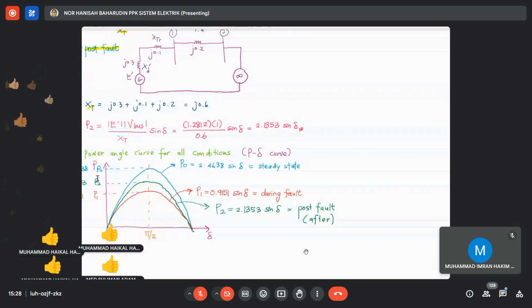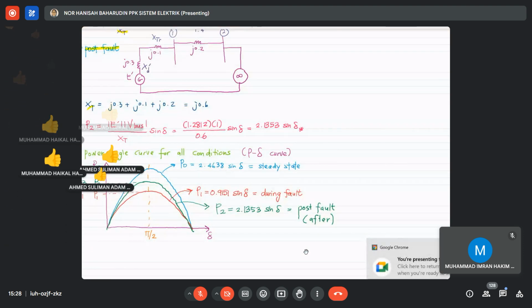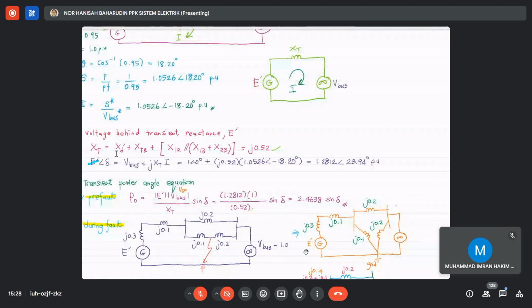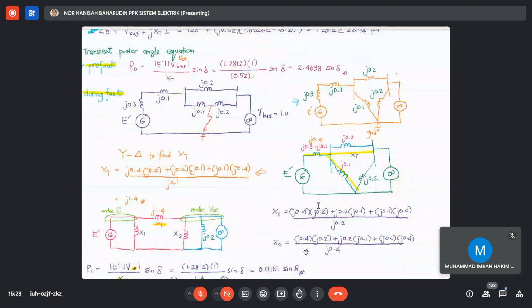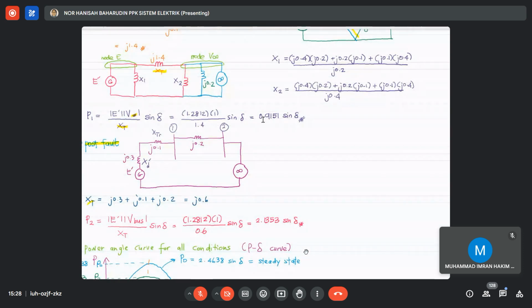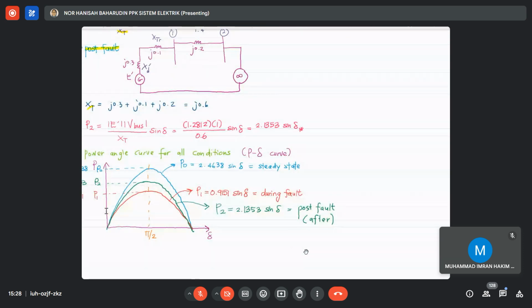Okay, so your P naught, which is steady state, is 2.4638. And then this is the pre-fault condition, and during fault you are going to get 0.9151 sin delta, which is the maximum power, and this is your power angle curve. And then post fault you are going to get 2.1353, okay, which is this.